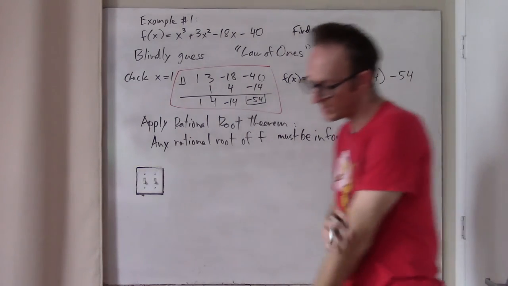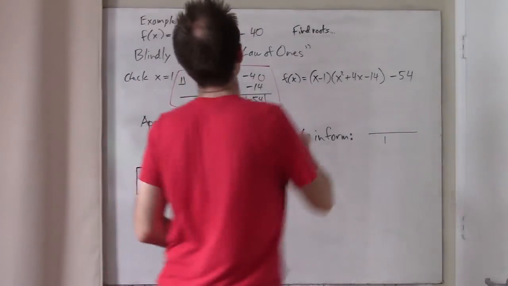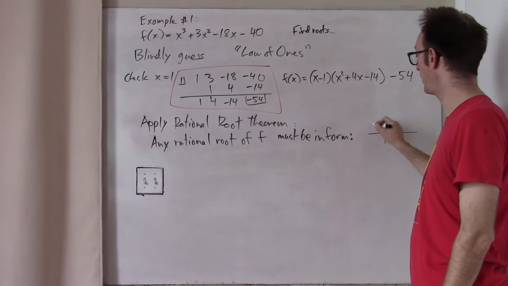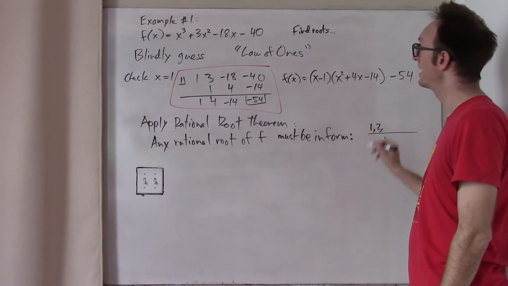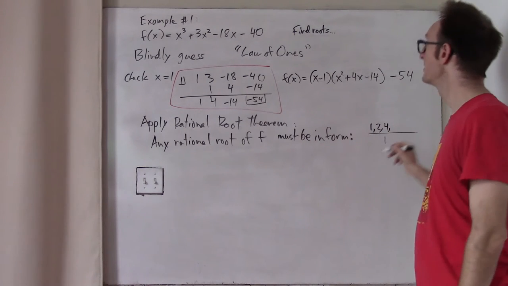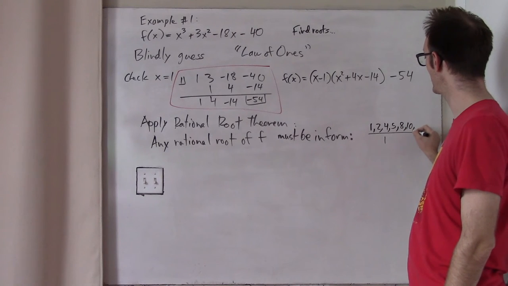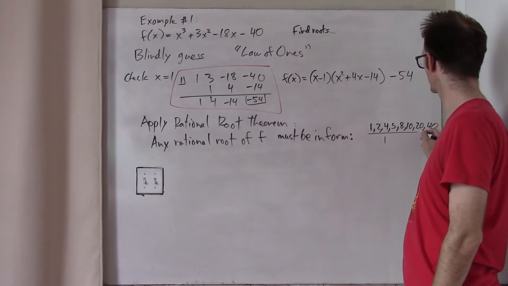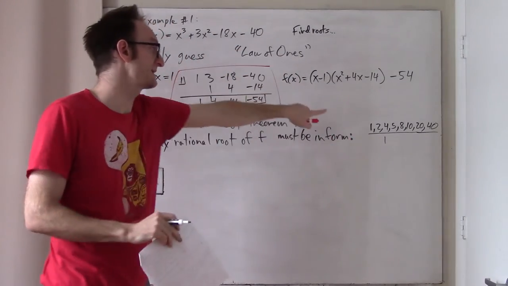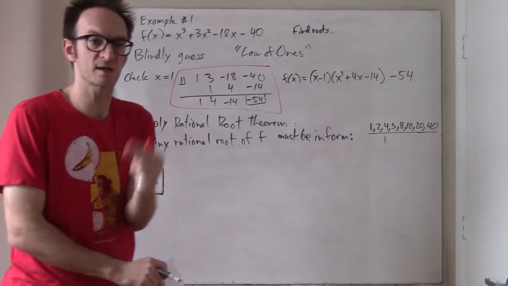And the numerator must be a factor of the constant term. Okay, what are the factors of 40? Well, there are kind of a lot. 1 and 40, 2 and 20, 4 is a factor as well, 5 is a factor, and 8, so I guess we just get all of these, right? 10, 20, 40. Okay, so the number 40 in fact has these 8 factors.